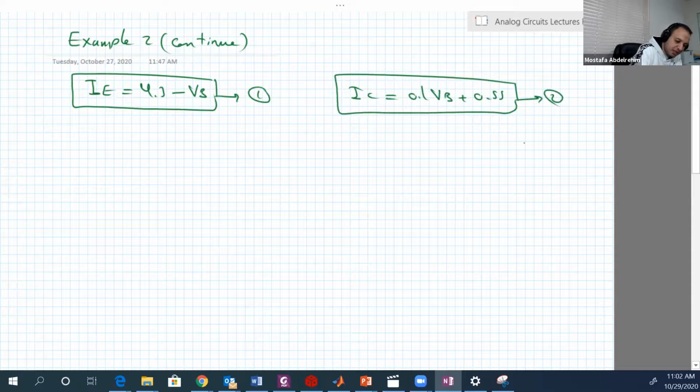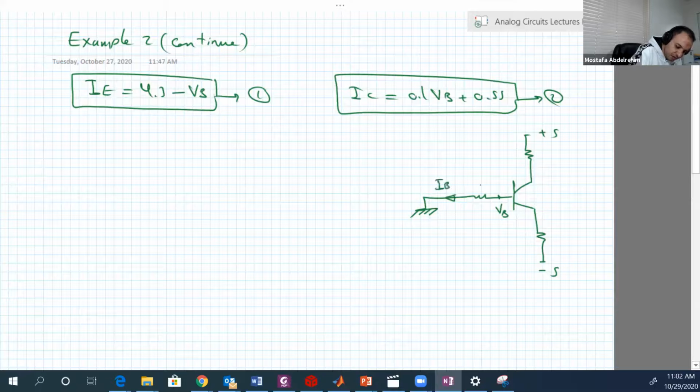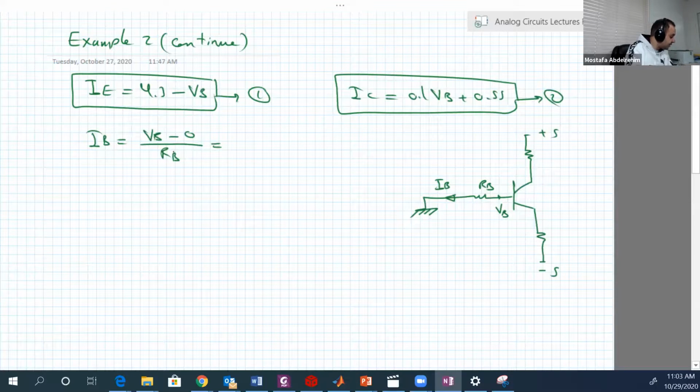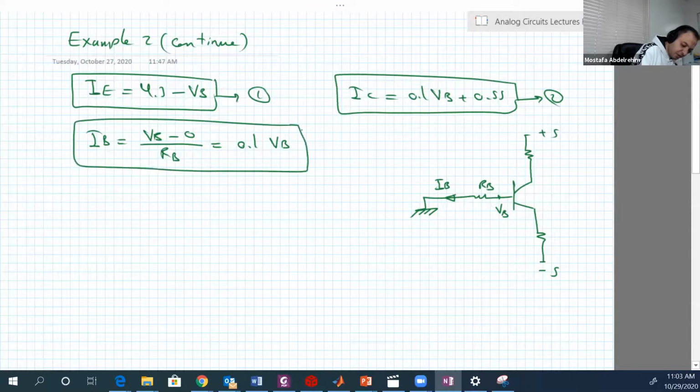Now IB. Let's draw the circuit again. The actual IB is simple, so it's minus 5, positive 5. This is VB, and the IB is flowing in that way. It is RB. So IB is equal to VB minus 0 over RB. RB is 10 kilo ohms. So this is equal to 0.1 VB. Here is number 3.